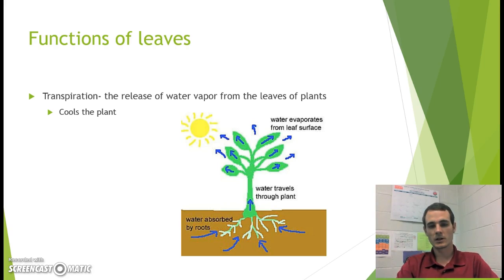Transpiration is the release of water vapors from the leaves of the plant. So through transpiration, it's just like evaporation, except evaporation is where water is taken from the earth and goes into the atmosphere. Transpiration is where water is taken from the plant and it goes into the atmosphere. And it allows the plant to cool off. So it cools the plant.